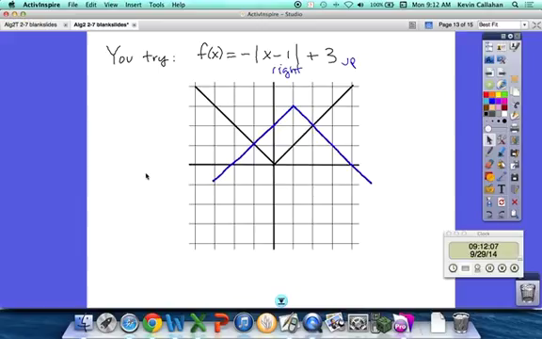What are the coordinates of the vertex? This point right there. What is it? 1, 3, right? Again, remember in the formula, it's x minus h. H is +1, right? And the k is 3. That's the vertex. So we would say (h, k) equals (1, 3).